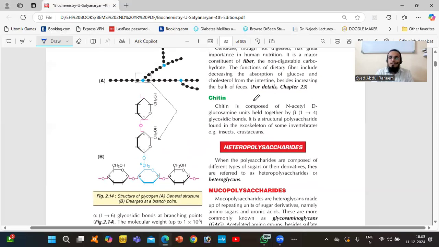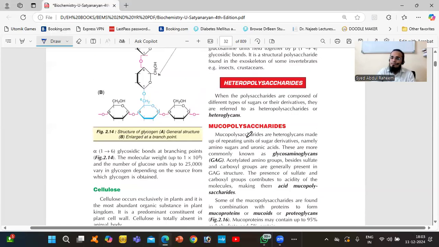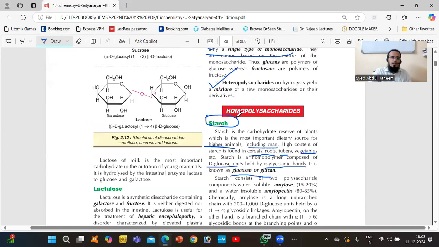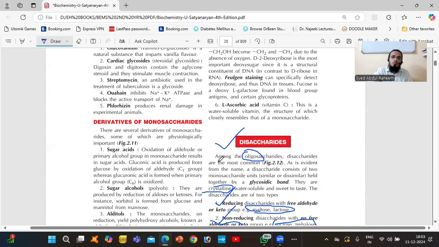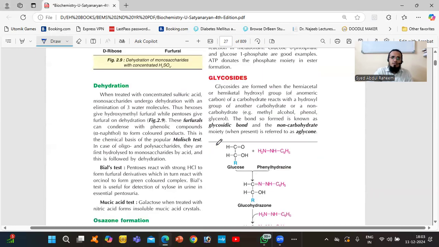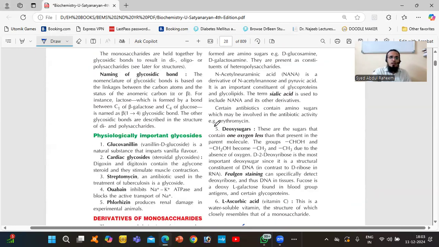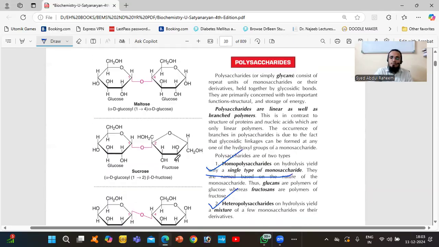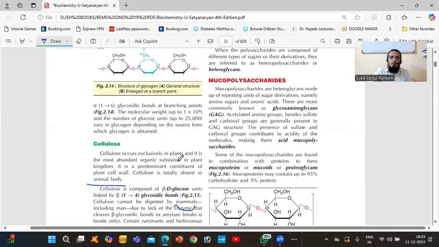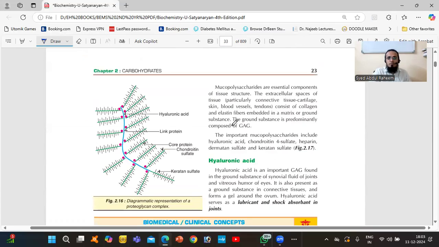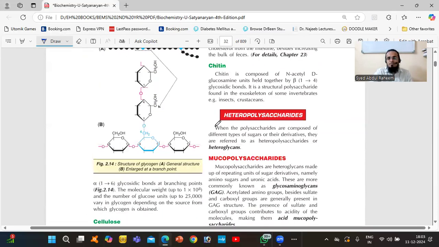Next we have chitin. It is a structural polysaccharide. So this is all about homopolysaccharides, and we have also covered monosaccharides and disaccharides. All these are the different types, three types. We will go forward from tomorrow. Next, we'll discuss heteropolysaccharides from tomorrow.